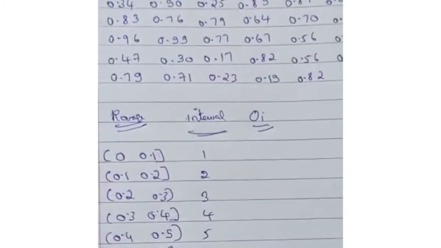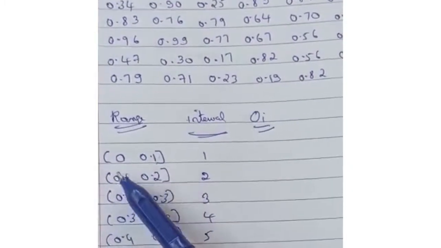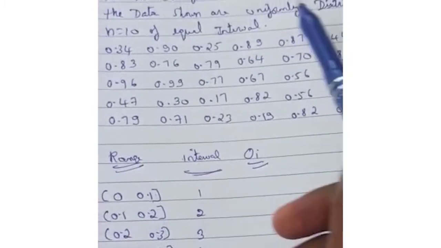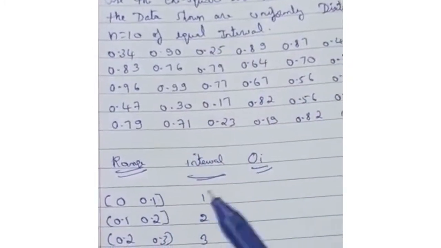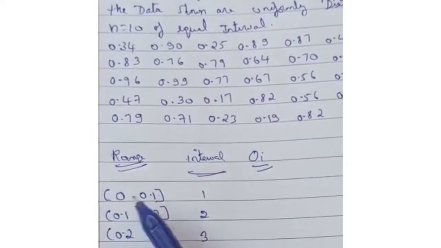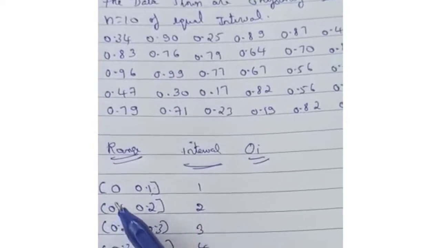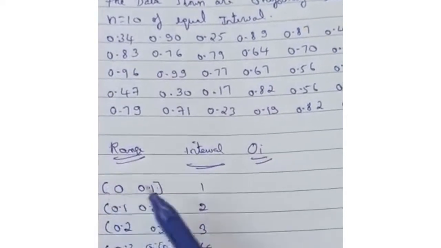OI is the observed values. From the range 0 to 0.1, we have been given many numbers, right? So now I have to write how many numbers fall under this category. Here I have to exclude 0 and include 0.1. If I consider 0.1 here, then I cannot consider it in the next class. That's what the bracket signifies. This is a normal bracket, this is a square bracket.